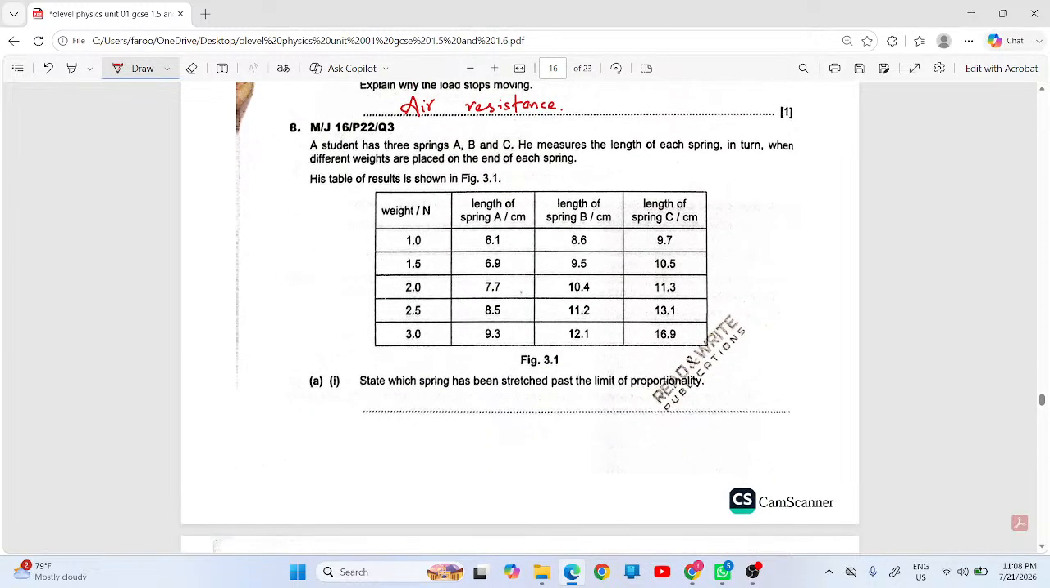Question number 8. पढ़े? A student has three springs A, B, and C. He measures the length of each spring in turn when different weights are placed on the end of each spring. State which spring has been stretched past the limit of proportionality.